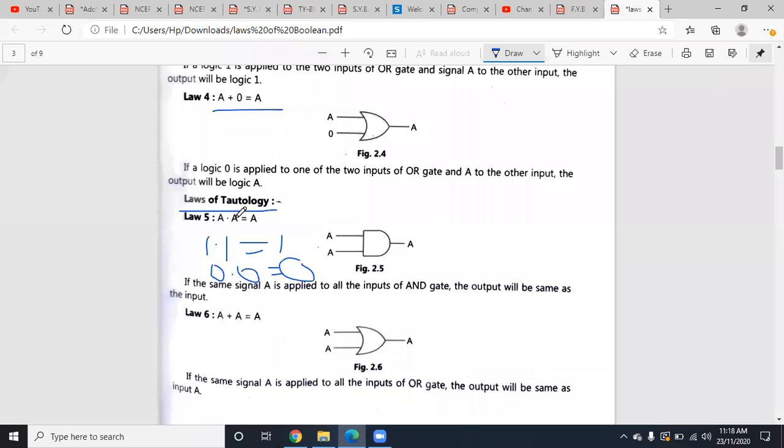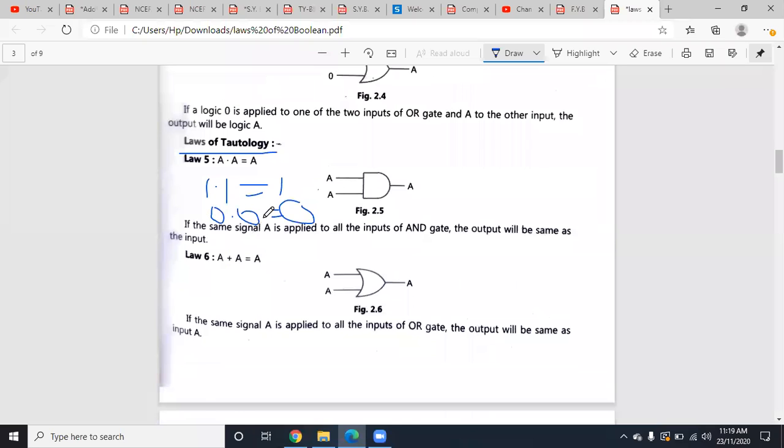No matter what your variable is, if you multiply the same variable with the same variable, see, I consider A equal to 1, and I'm multiplying A with A only. So that is 1 into 1. The answer will be the same variable. Or I can consider A equal to 0. If I'm multiplying 0 with 0, my answer is 0 only. Correct? So this is nothing but your law of tautology.